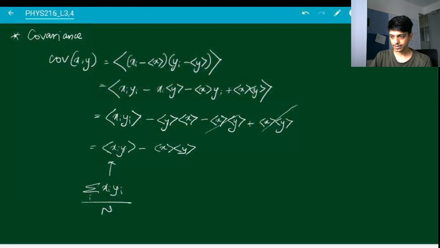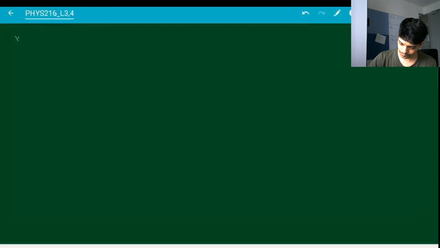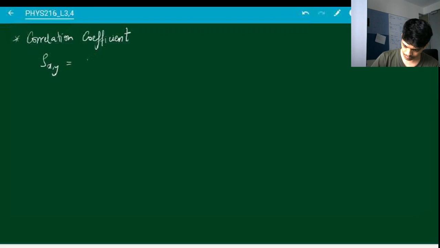Now once you have calculated the covariance, you can calculate something called the correlation coefficient. The correlation coefficient is denoted by rho of xy, and is the covariance of xy divided by the standard deviations of x and y.